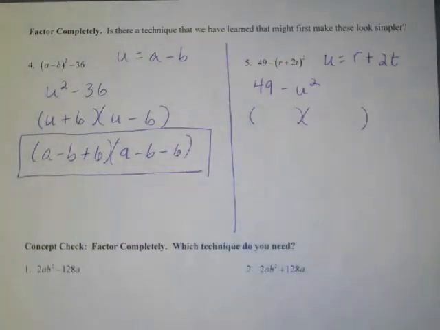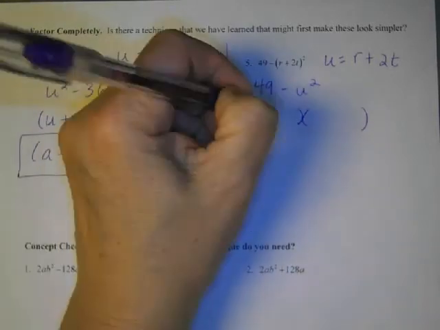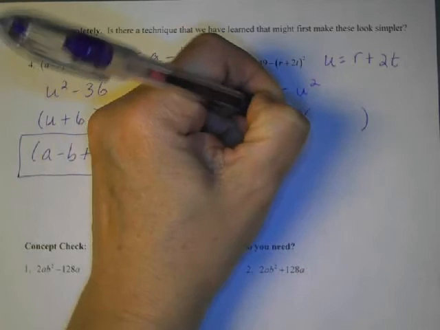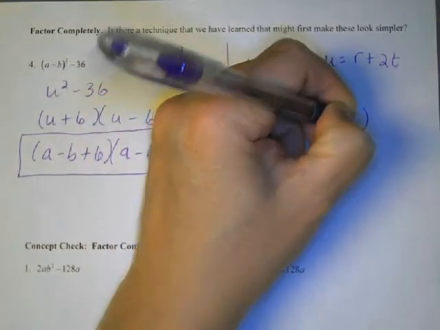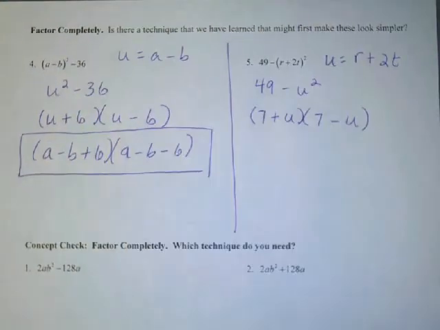This is where students mess up though. The expression is starting out with 49, so that's what we must work to multiply to first. So our parentheses will start with 7. They will then be followed with plus u, minus u. Now it's the u that has to be replaced.